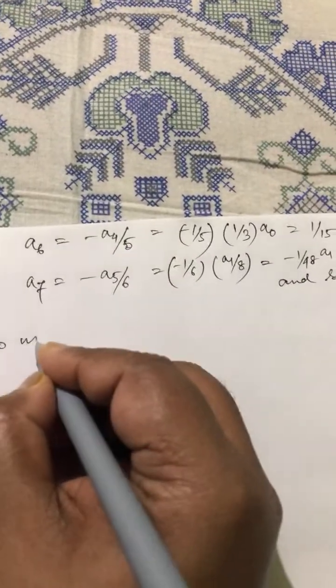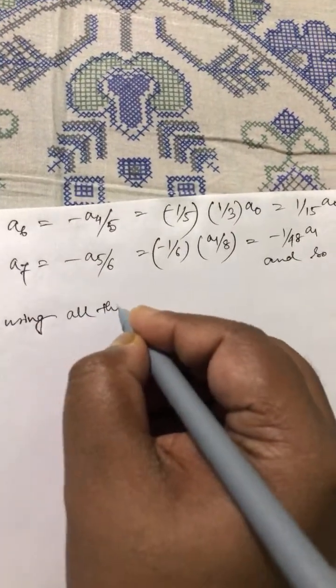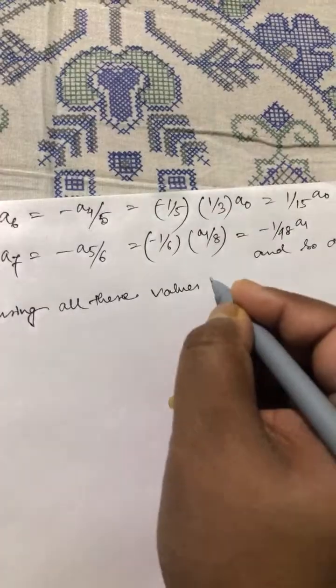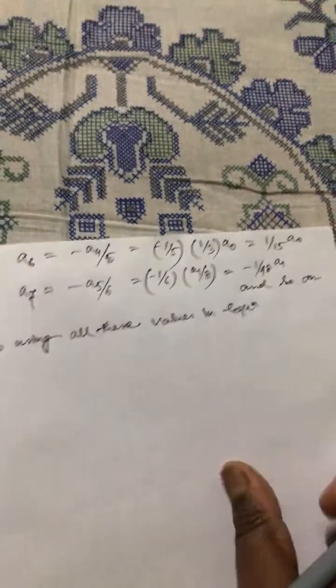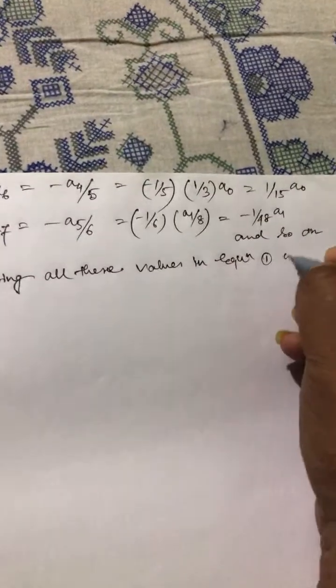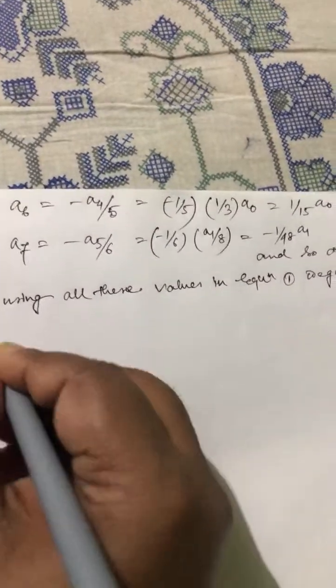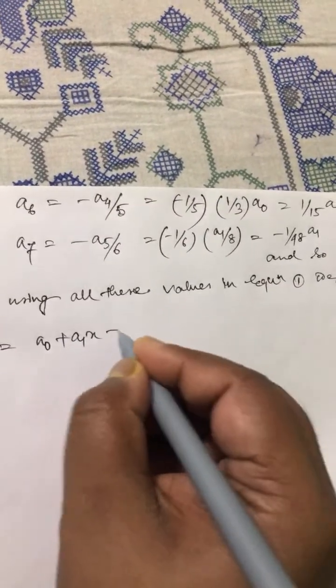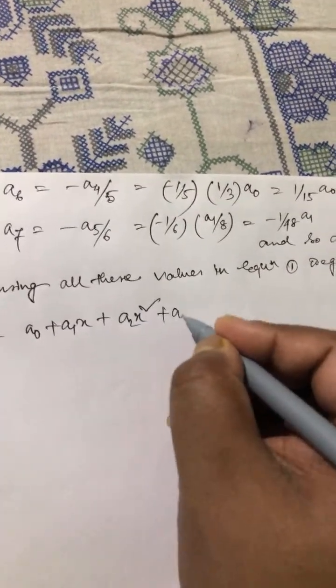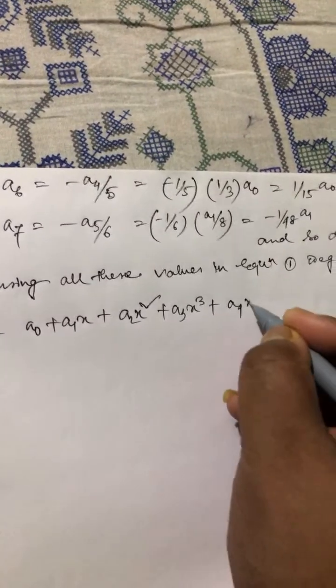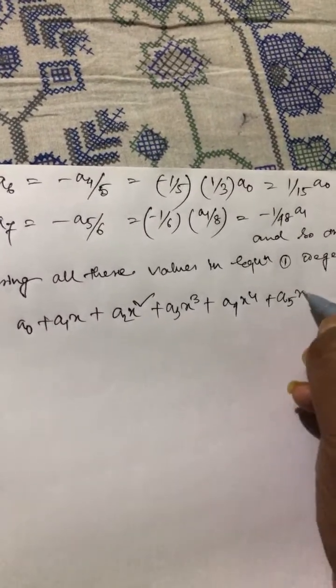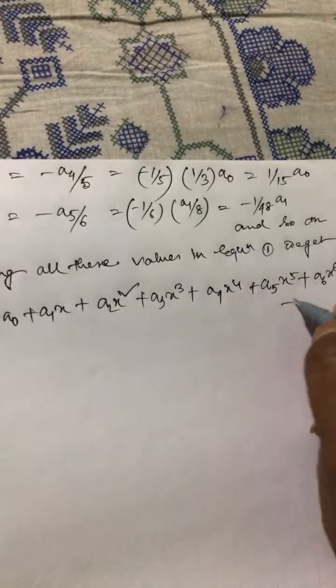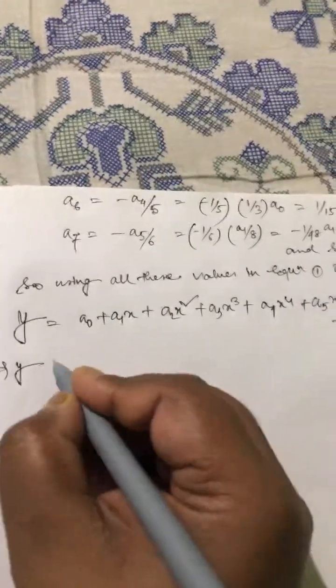So using all these values in equation 1, we get y is actually what? a naught plus a1x plus a2x square, a3x cube, a4x to the power 4, a5x to the power 5, a6x to the power 6, and so on. So y should be a naught.